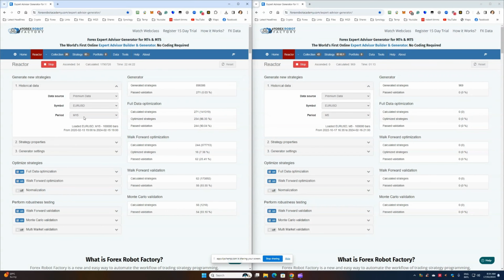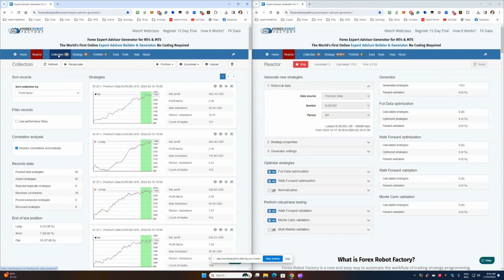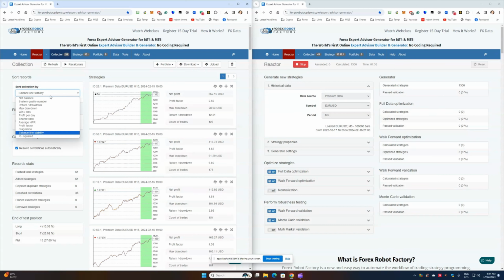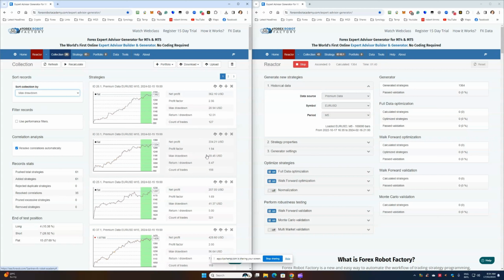One thing I did find is that as you go up in time frames, you actually get fewer EAs that come through the collection and pass all of the validations. So let's have a look at what we've got here. The highest profit factor is 2.56. We can actually sort by other categories as well, like balance line stability, the maximum drawdown, so the one with the lowest drawdown can be at the top.